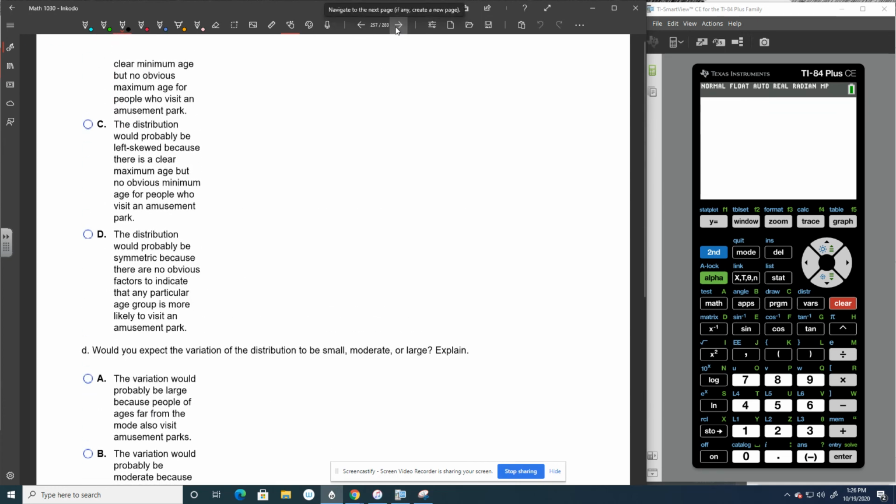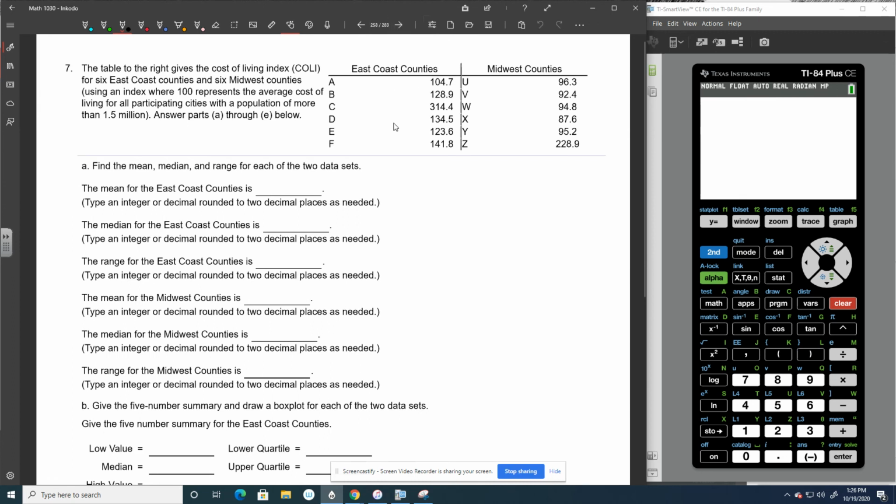Okay. What about the variation? Well, it's probably going to be large because you're going to have a whole bunch of people from all different age groups visiting the park. Okay. All right, number 7.